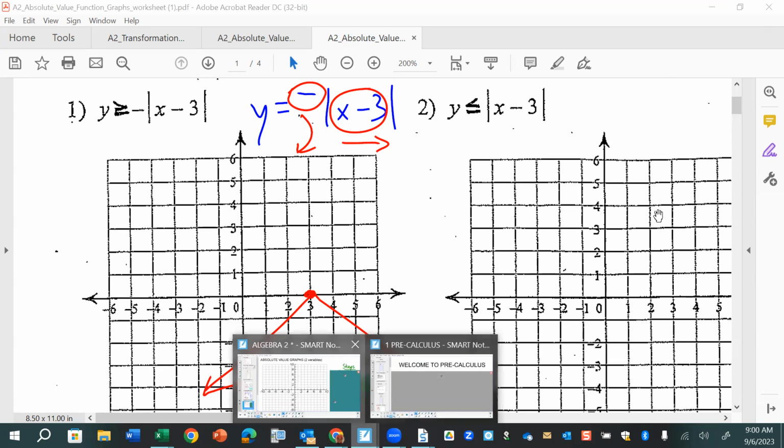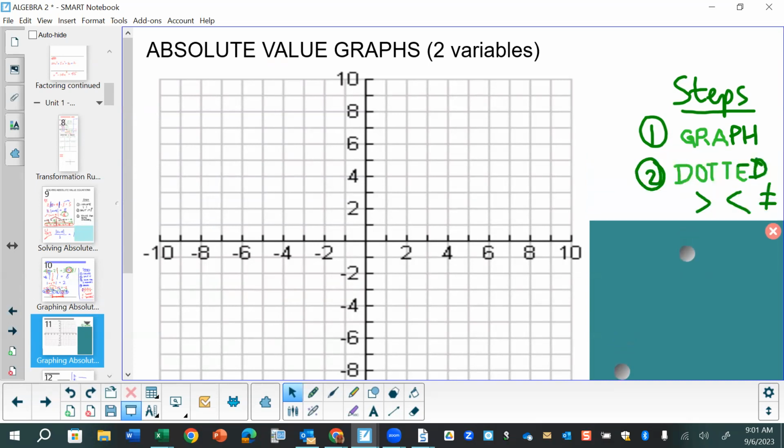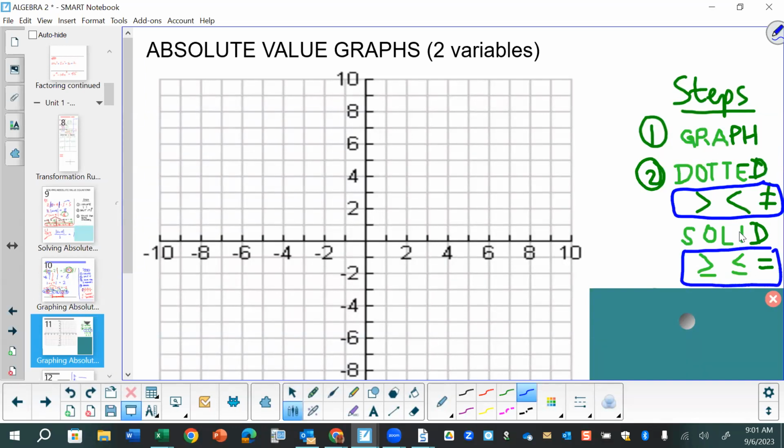Here's your steps. We just graphed it. Now the important stuff. Yeah, I guess I did split it into two things. All right, it is either going to be dotted or solid. It's going to be dotted if you don't see an equal sign. It's going to be solid if you do.